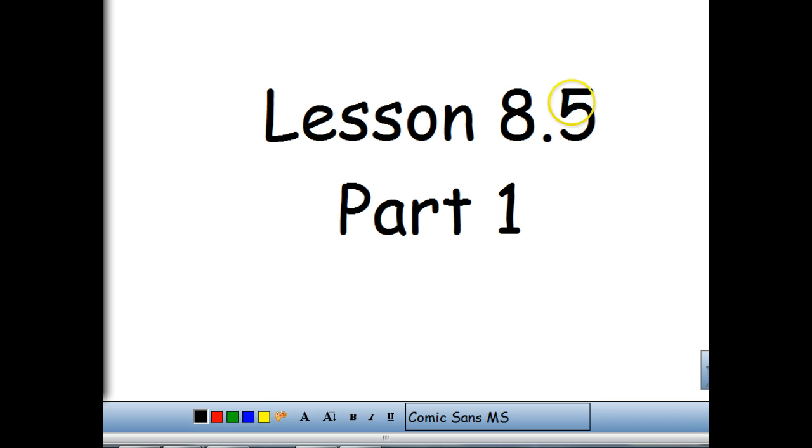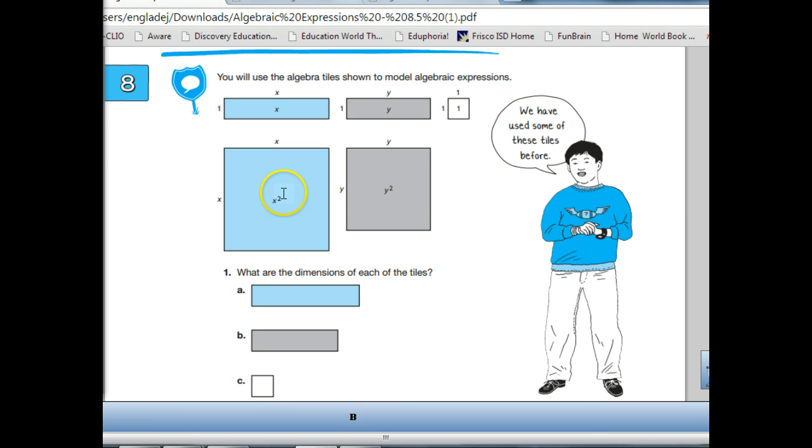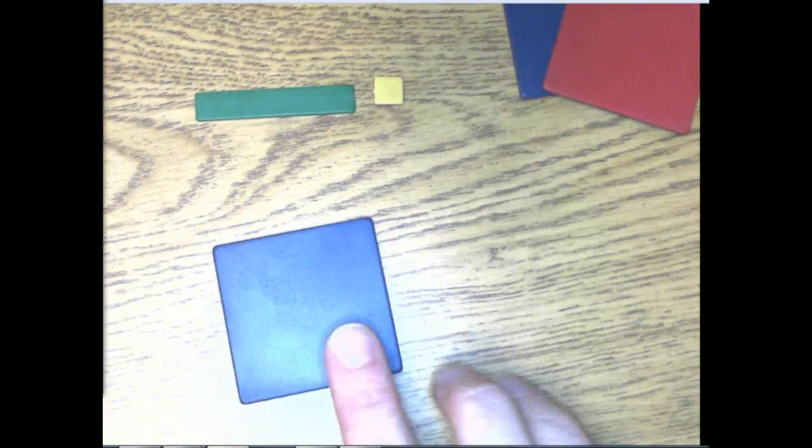Okay, so now if you take a look on the right hand side of that packet, you're going to have not only your x's and your y's and your 1's that we've been talking about, but now we're going to add our x squared. So what do I mean by that? We have been talking about our x and our 1, right? But today we're going to use our x squared.